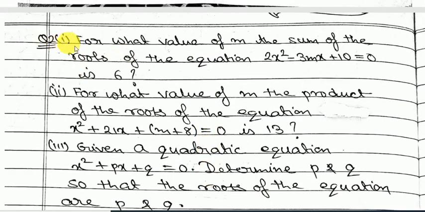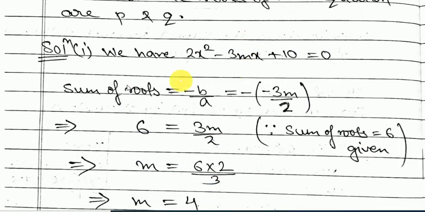Next, question number 2, number 1: for what value of m is the sum of the roots of the equation 2x squared minus 3mx plus 10 is equal to 0 equal to 6? So you have this quadratic equation 2x squared minus 3mx plus 10 is equal to 0, and they are asking what should be the value of m so that the sum of the roots is equal to 6. So see the solution for the first one. This is the quadratic equation. They are looking for the value of m for which the sum of the roots should become 6.